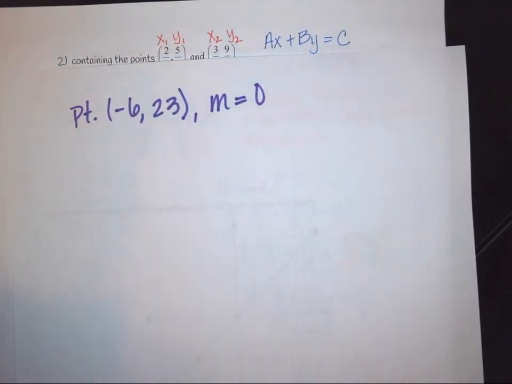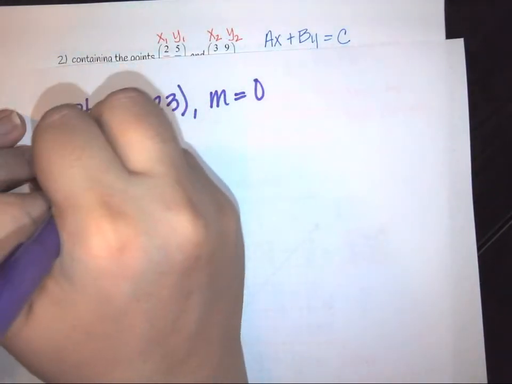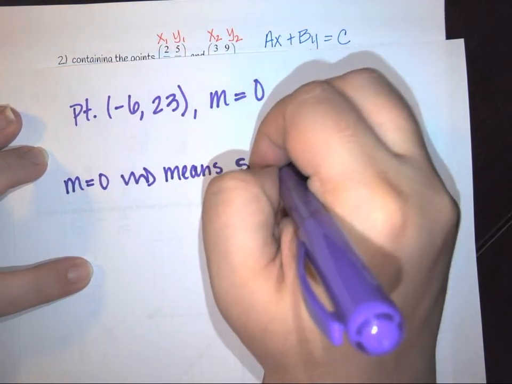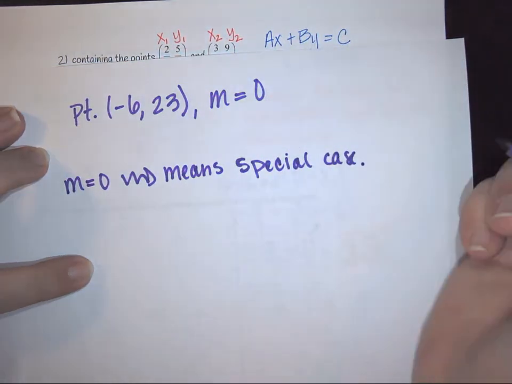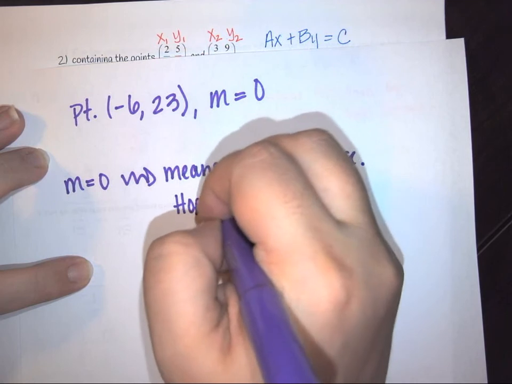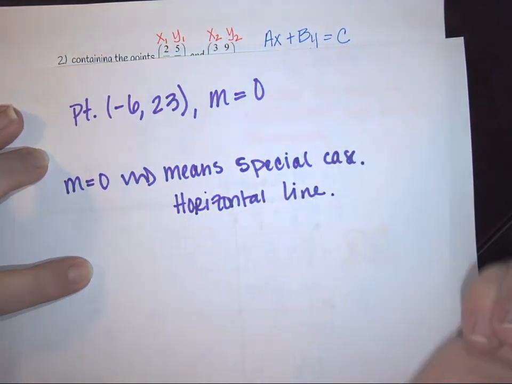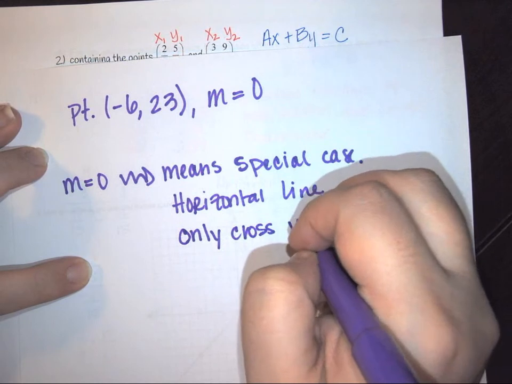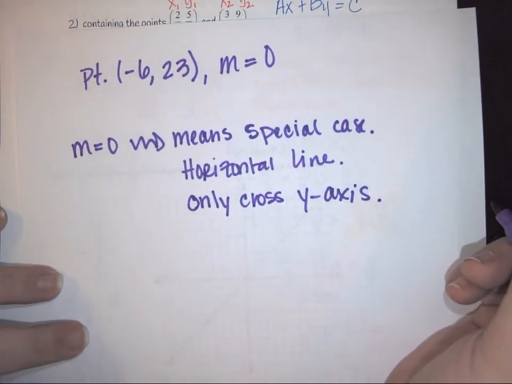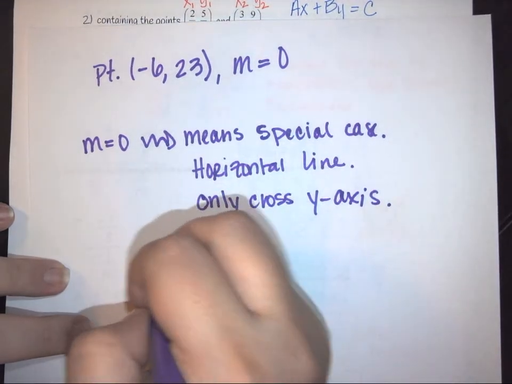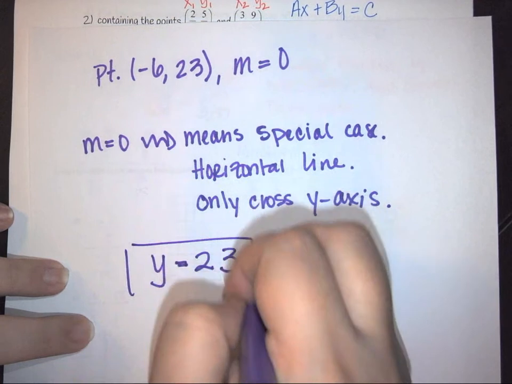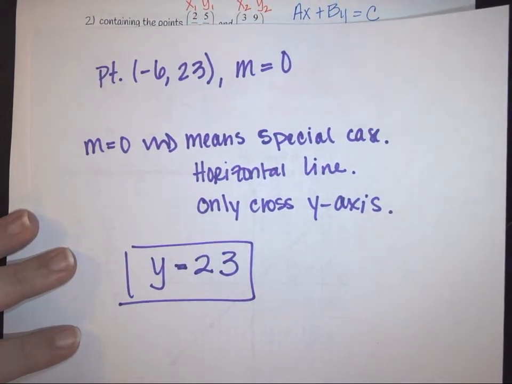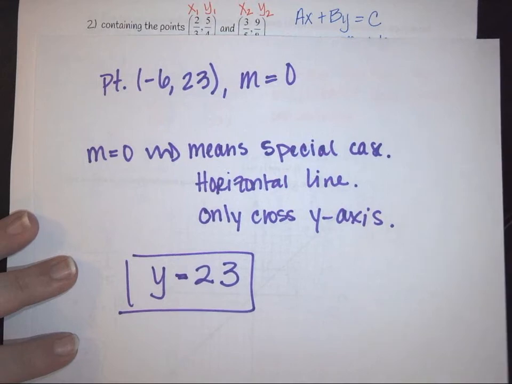Well, with this, again, you have to pay attention to what we know. When we know that your slope equals 0, again, this means that you have a special case. That special case is the horizontal line. It means that you are going to only cross your y-axis. Therefore, the only point we care about is that y equals 23, and that would be your equation. So you need to pay attention and identify your special cases when you have them. Okay.